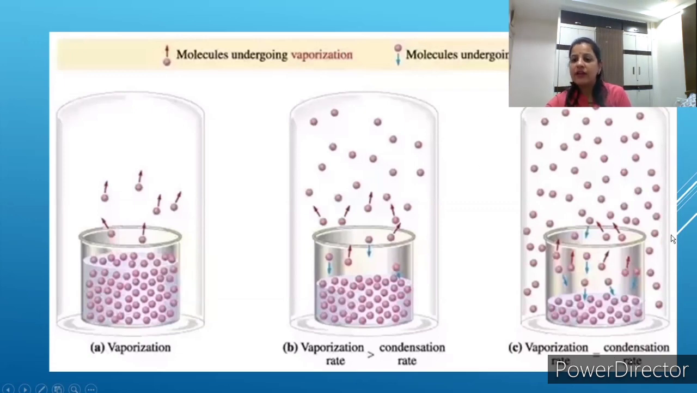When such a point is achieved where both the rates are equal, that is called dynamic equilibrium.